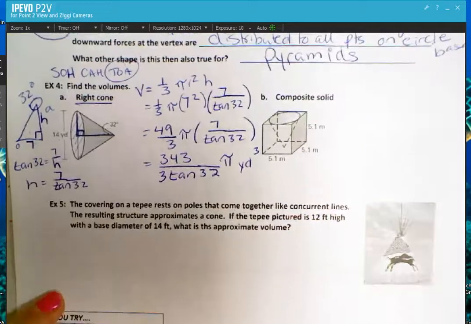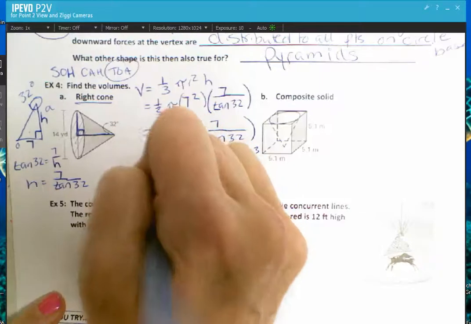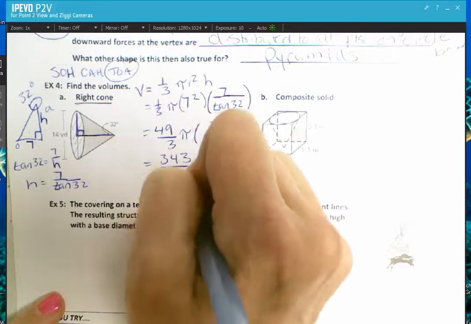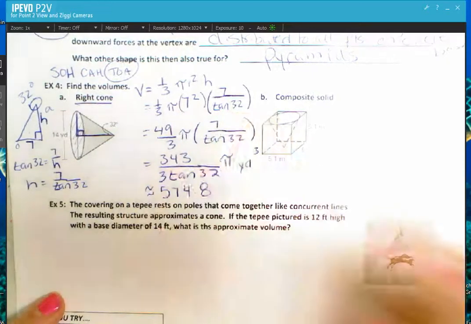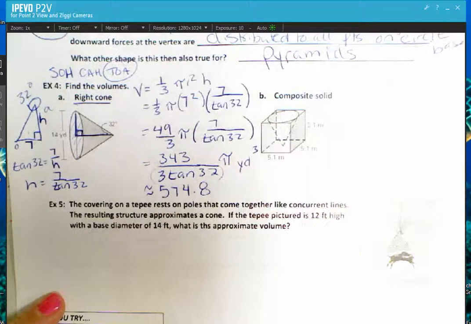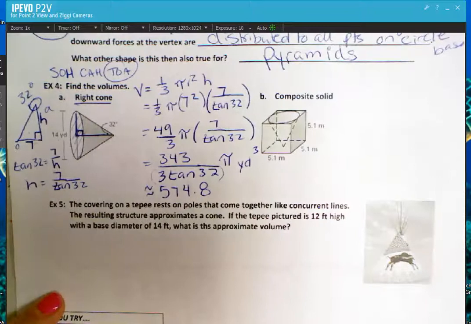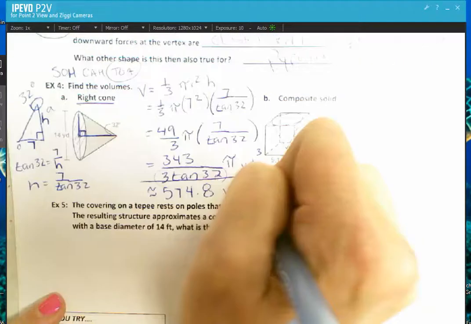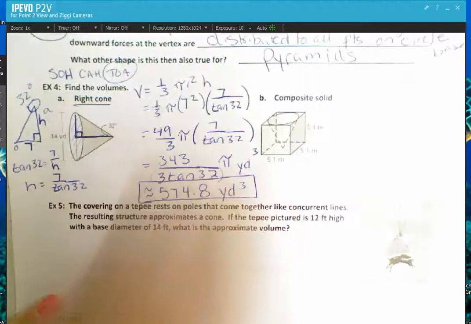But that doesn't mean anything. Doesn't tell us anything. So let's get an approximate in there. In my calculator, being careful how I enter it into my calculator because of order of operations, I probably need to put parentheses around my 3 tan 32 when I divide. And I get 574.8 cubic yards.